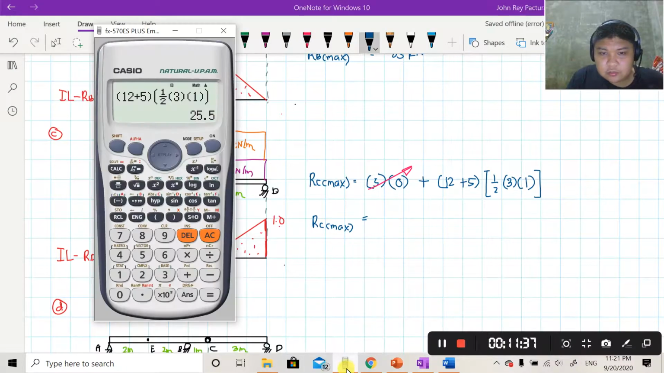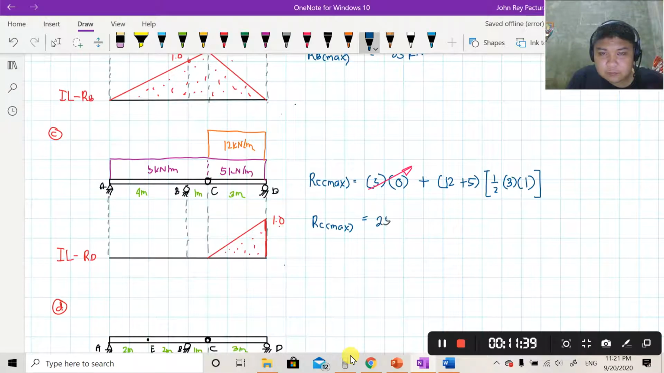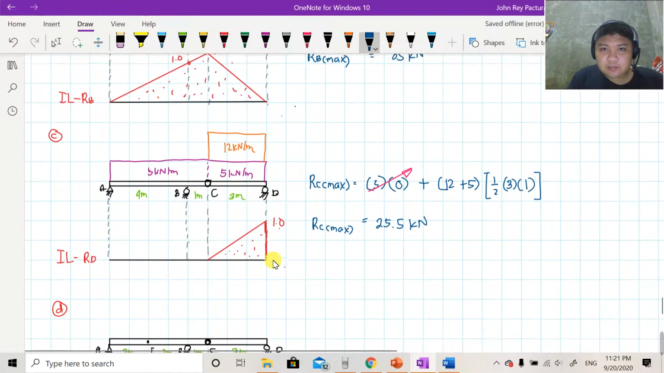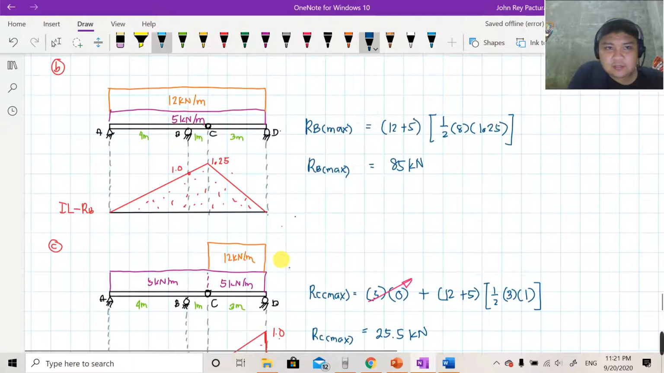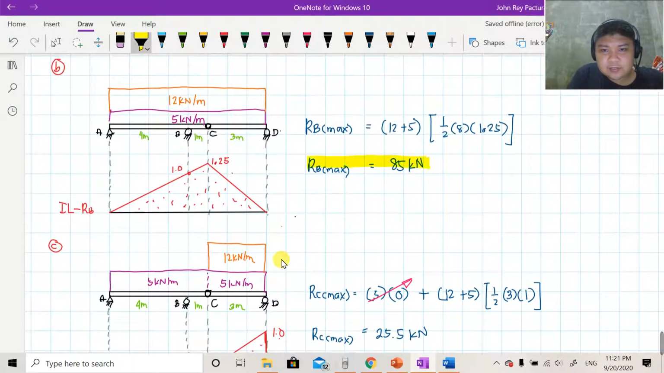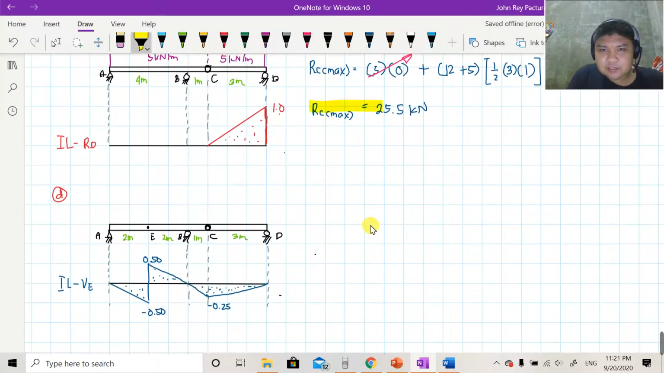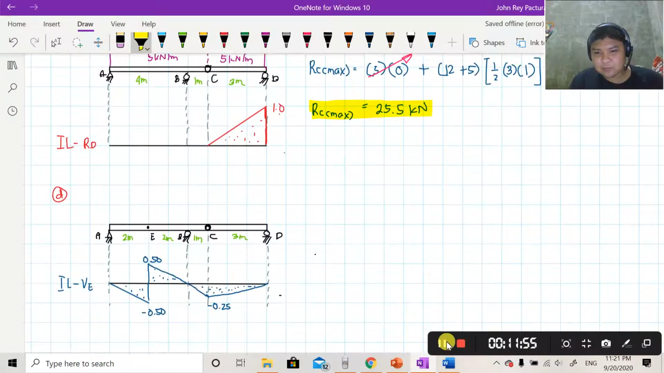Ilan yon? 25.5. Ayan, meron na tayo, class, maximum reaction at C. So, nakalimutan ko palang i-highlight yung sagot natin kanina. Highlight lang naman natin. Ayan siya. So, sige, pause lang natin.